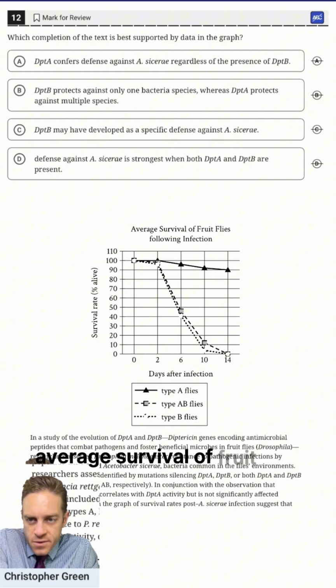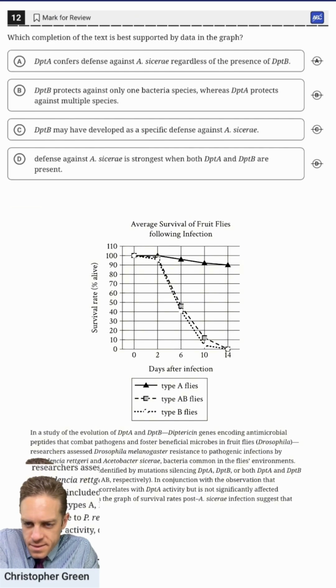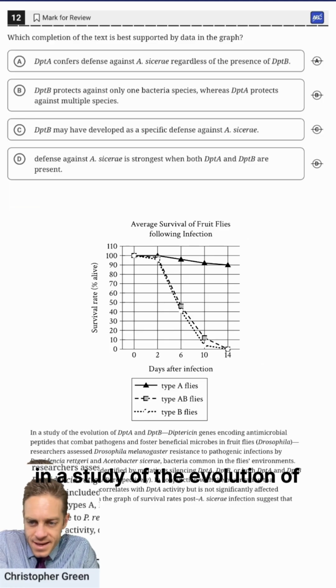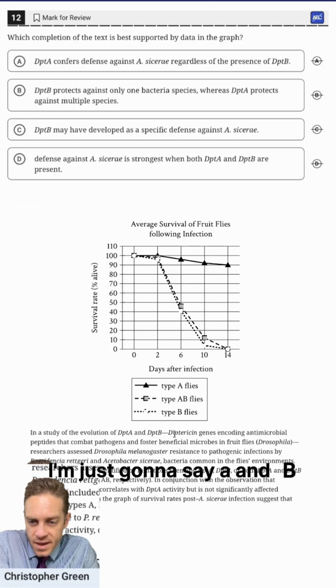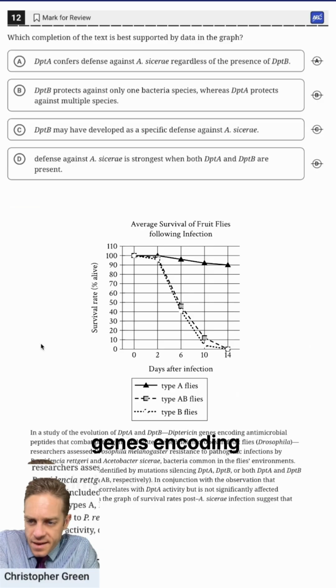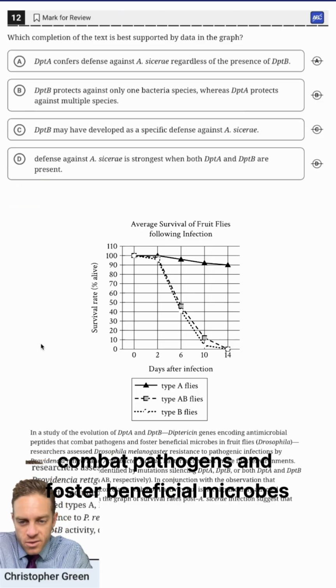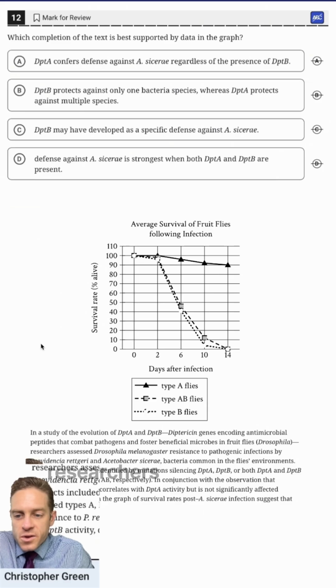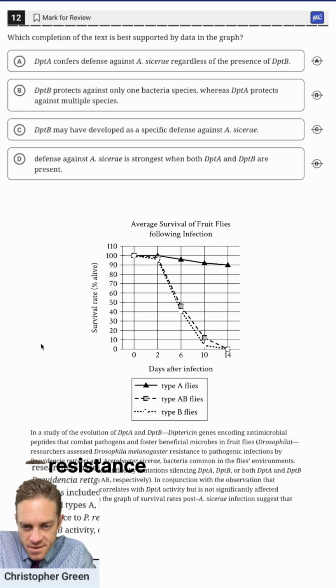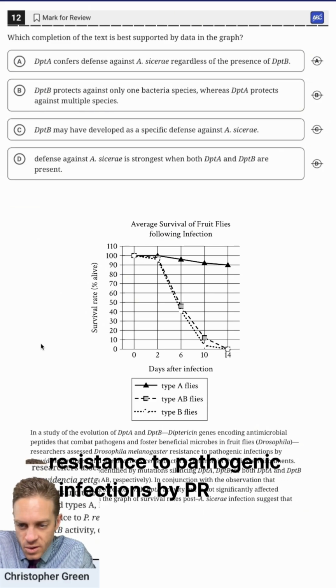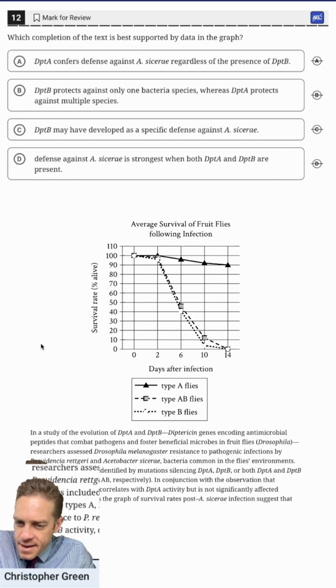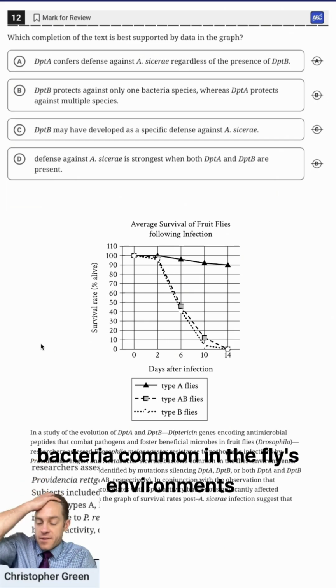Average survival of fruit flies following infection. In a study of the evolution of, I'm just going to say, A and B genes encoding antimicrobial peptides that can combat pathogens and foster beneficial microbes in fruit flies, researchers assessed D. melanogaster resistance to pathogenic infections by PR and AS, bacteria common in the fly's environments.